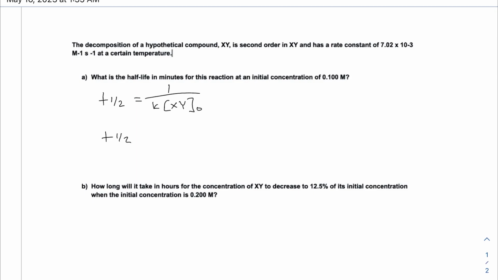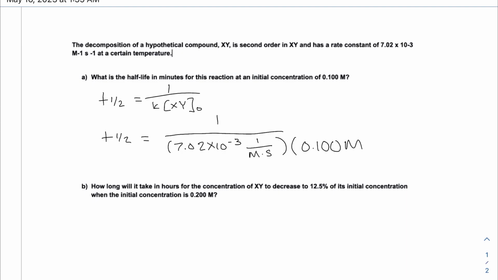we're going to use our second order equation. So our second order equation is written here, and it's just 1 over our rate constant times the initial concentration given. So we're going to solve for that here. 1 over 7.02 times 10 to the 3, 1 over moles times seconds, and then multiply that, our rate constant, by our initial concentration given.